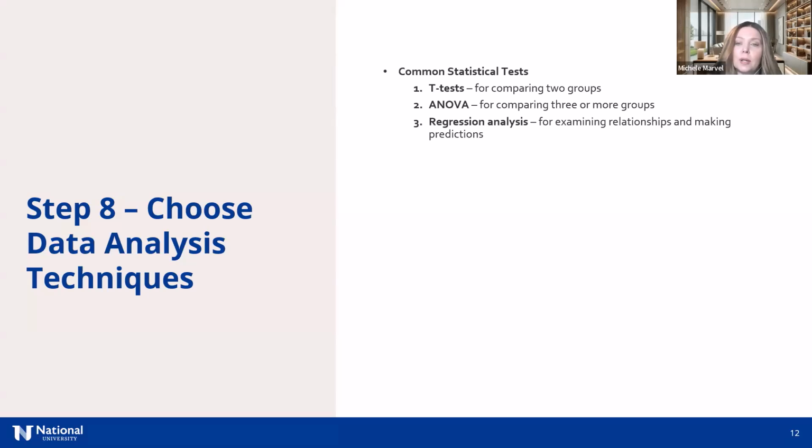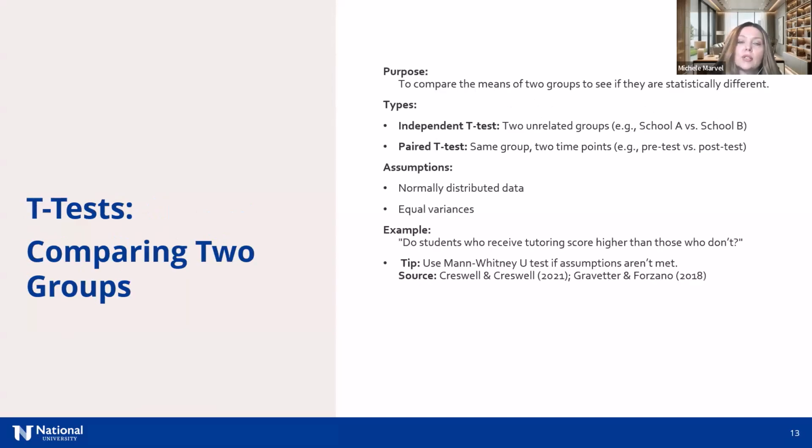But let's look a little bit closer at each one of these. So t-tests are often used if you're comparing two groups. They help you to answer the question: are the averages or means of these two groups significantly different from each other? They're often used in education, psychology, and healthcare to compare the outcomes between two independent or related samples. There are two main types.